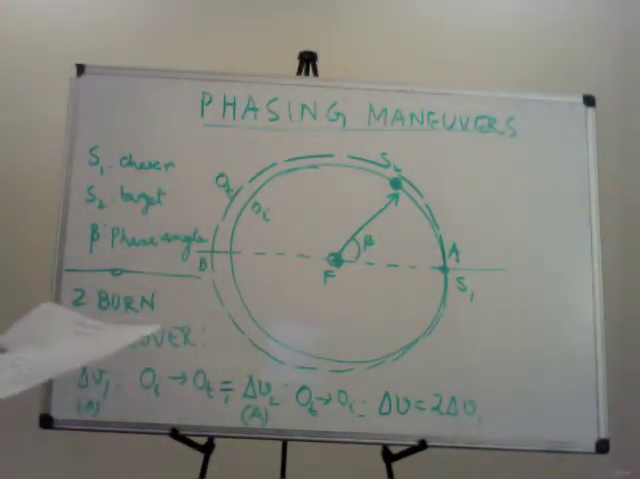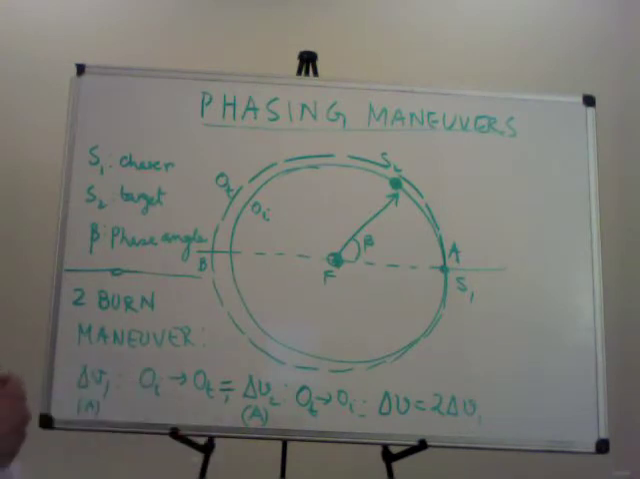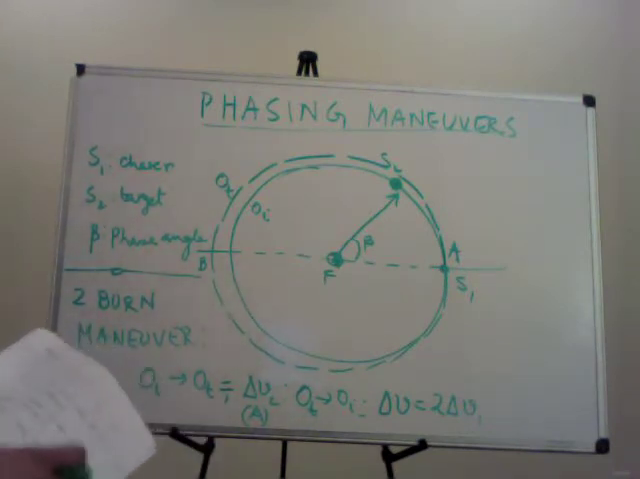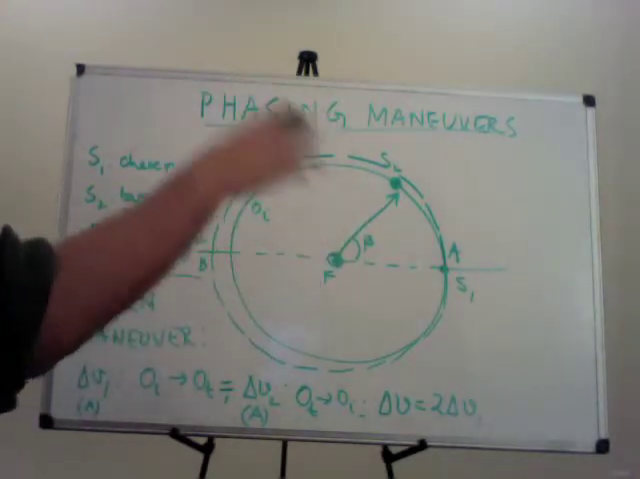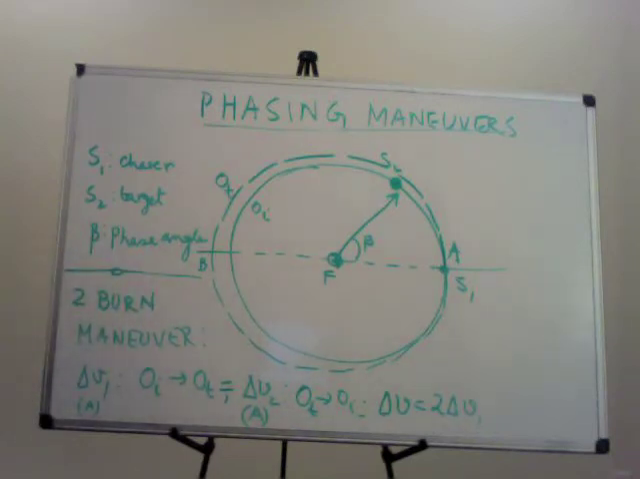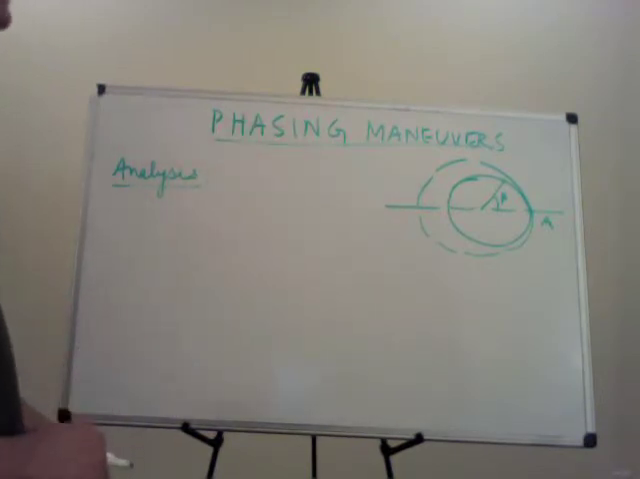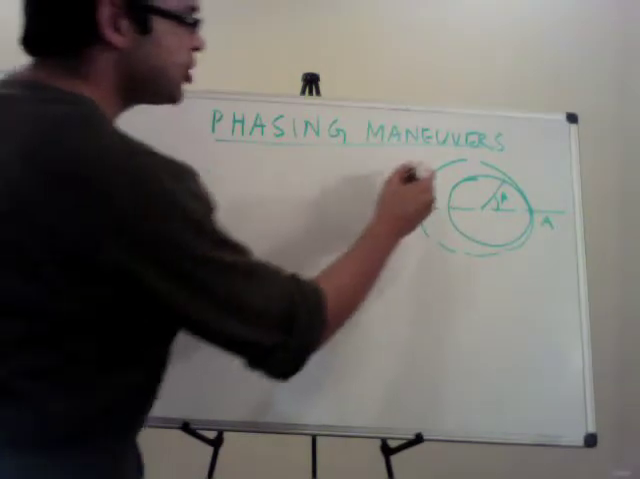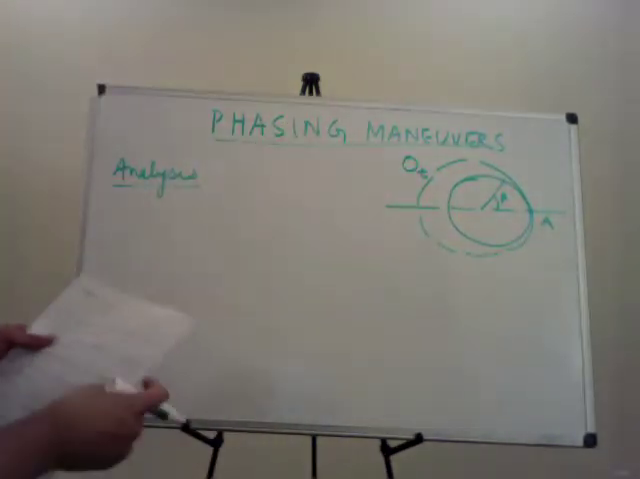Okay, so let us see how we can design this higher transfer orbit, OT, such that after a few rotations or a few circuits of S1 on OT, it meets S2 at point A. Right, so what we will do next is look at the analysis of how to complete this phasing maneuver. So remember, our objective is to design OT such that a rendezvous takes place at point A.